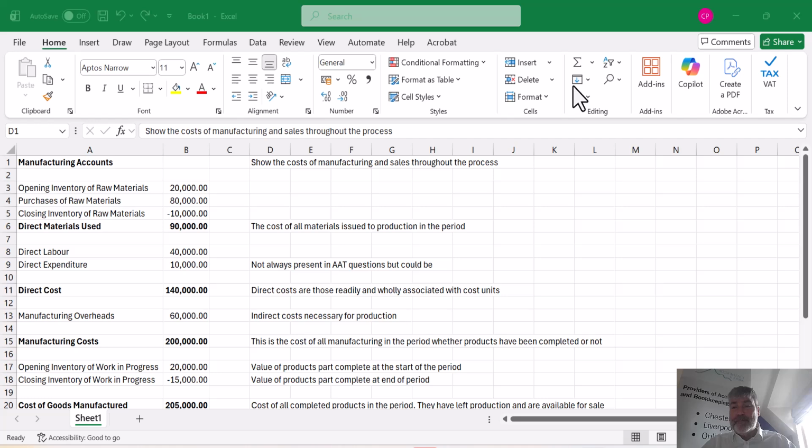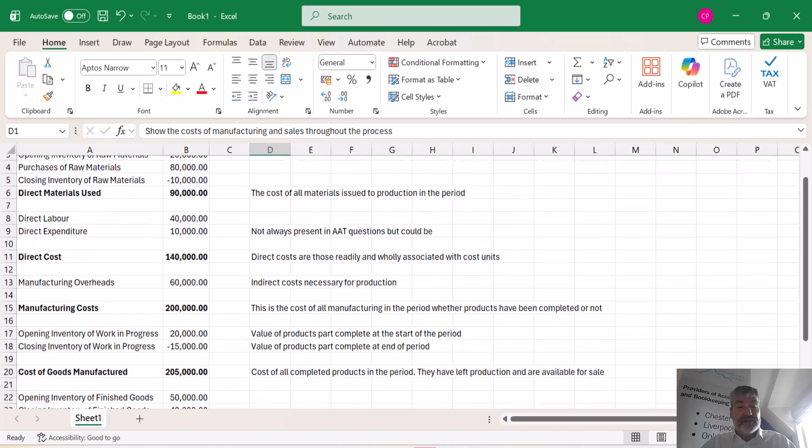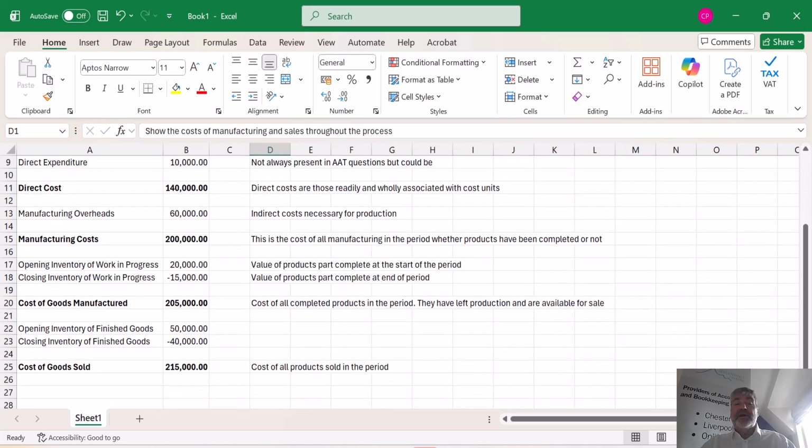So taking that manufacturing costs, the costs of all production activity in the period, adding the value of my opening inventory of work in progress, and then basically deducting the value of what's left, partially complete at the end of the period, I arrive at the costs of goods manufactured. Here, £205,000. So those products have left the factory and they've gone into my warehouse waiting to be sold.